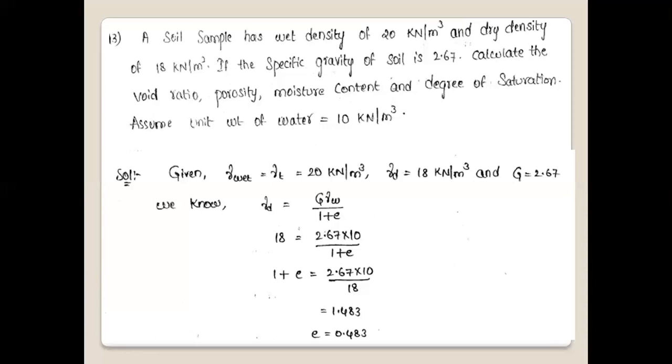We know the dry density formula: γd equal to G into γw by 1 plus e. γw means the unit weight of the water, it is 10 kilonewton per cubic meter. γd is the dry density, 18 kilonewton per cubic meter, and G is the specific gravity, 2.67. So we find the void ratio, small e. So 1 plus e equal to 2.67 into 10 divided by 18. Then finally e equal to 0.483. It is the void ratio.